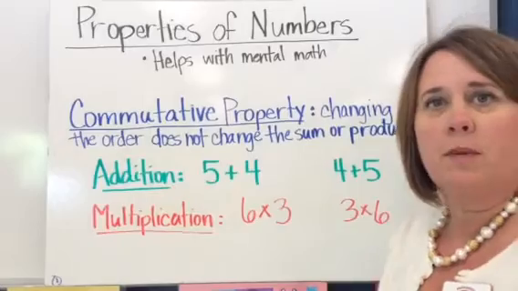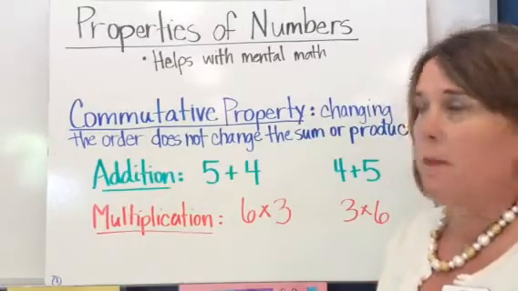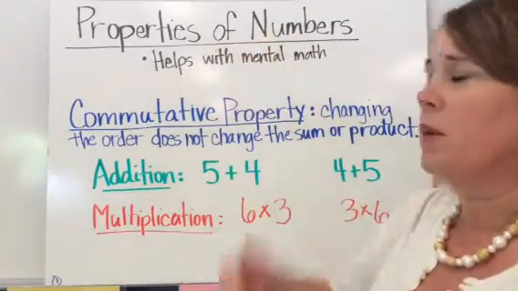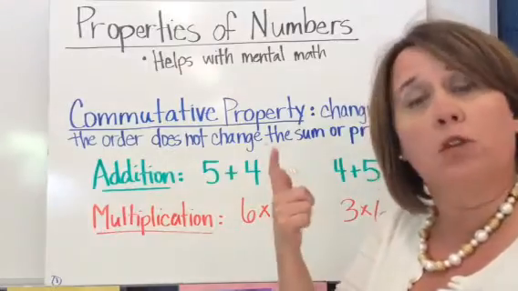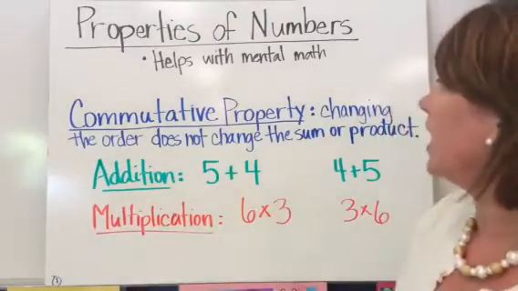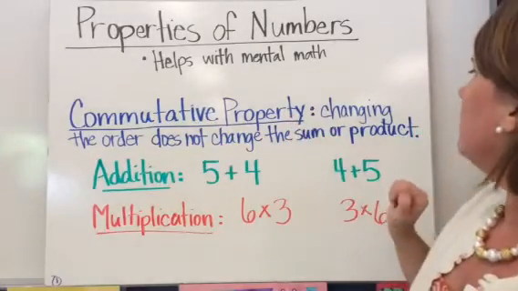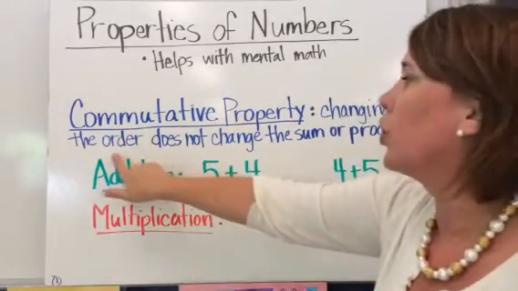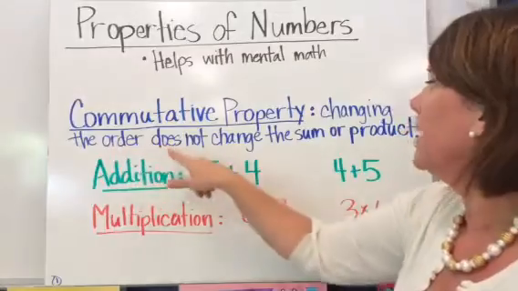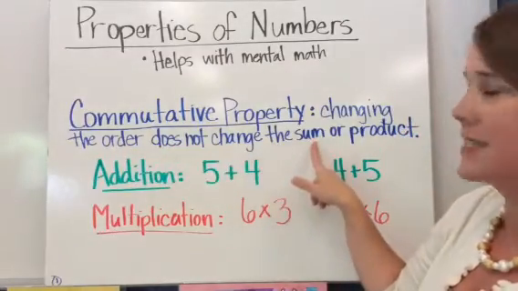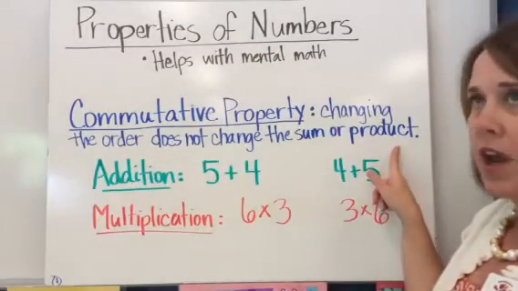Let's talk briefly about the properties of numbers. Knowing the properties helps you with mental math, or being able to do math in your head. First of all, we have the commutative property, and it means that changing the order that you work the problem does not change the sum or the product.